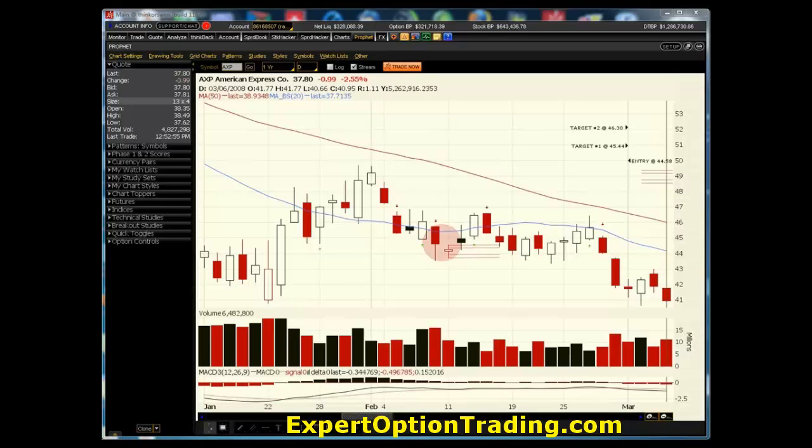Usually the power struggle lasts no more than a day. It's extremely rare to have a narrow inside bar followed by another narrow inside bar. In fact, the odds are extremely low that you would have an inside day followed by another inside day.